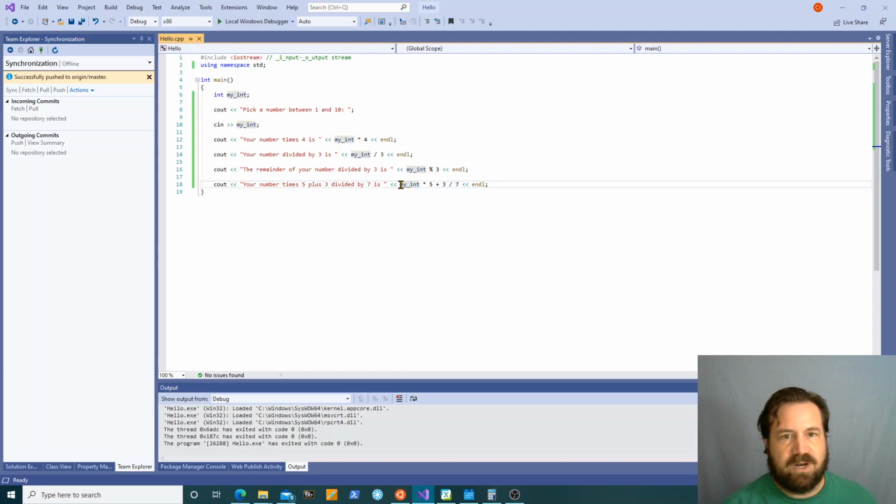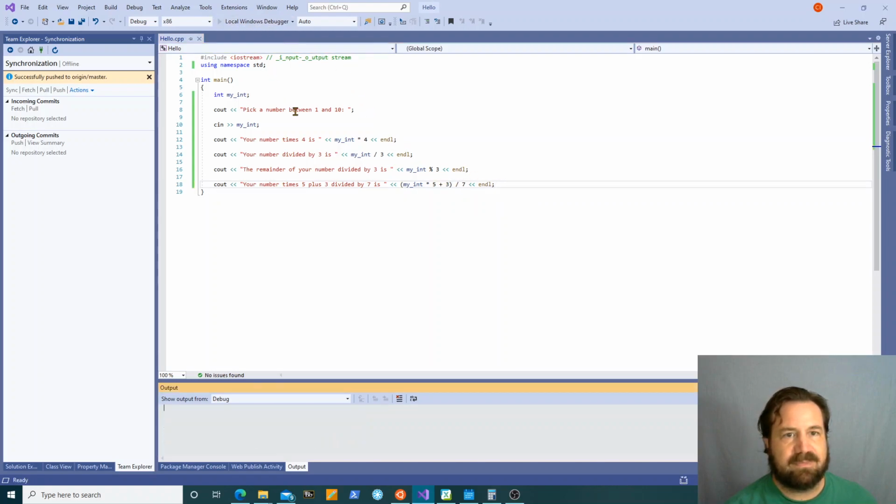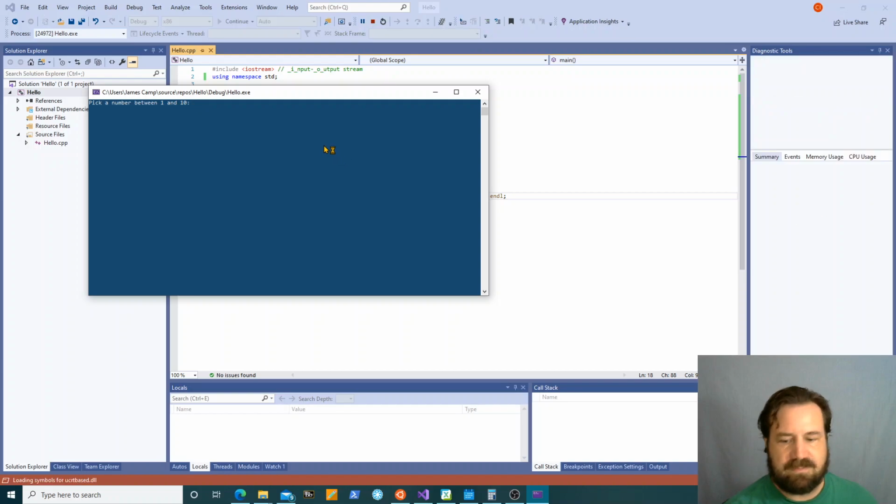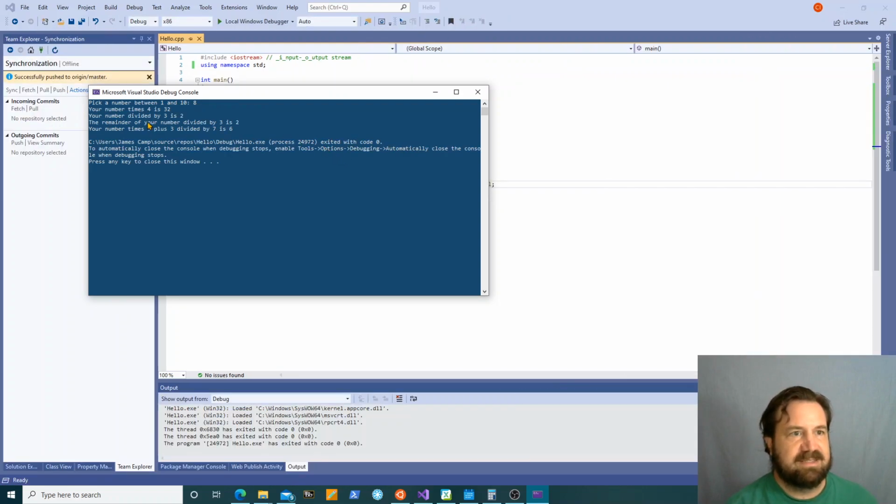So what I want to do is put in parentheses that indicate to C++ what order I want the operations to happen. I want the plus 3 to happen before the divided by 7. So this time if I choose 8, 5 plus 3 divided by 7 is 6. That seems a lot more reasonable. Okay. 8 times 5 is 40, plus 3 is 43, and we know 7 times 6 is 42, so that makes sense. Again, however, we're only getting integer math.